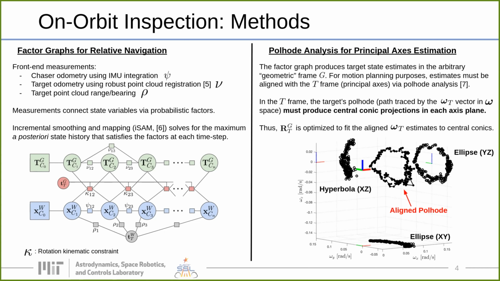We have in the middle that noisy data of the pole-hode measurements we're getting, and projecting that into each plane to create central conics, which for this tumbling body problem, you'll get 2 ellipses and 1 hyperbola.